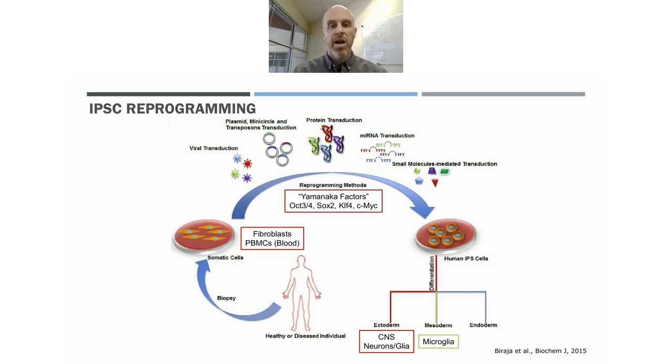Our concern, BrainXell is a super focused company. We just study the CNS. That's all we do, with the exception that we make one lineage that migrates into the CNS from the mesoderm, and that's microglia.